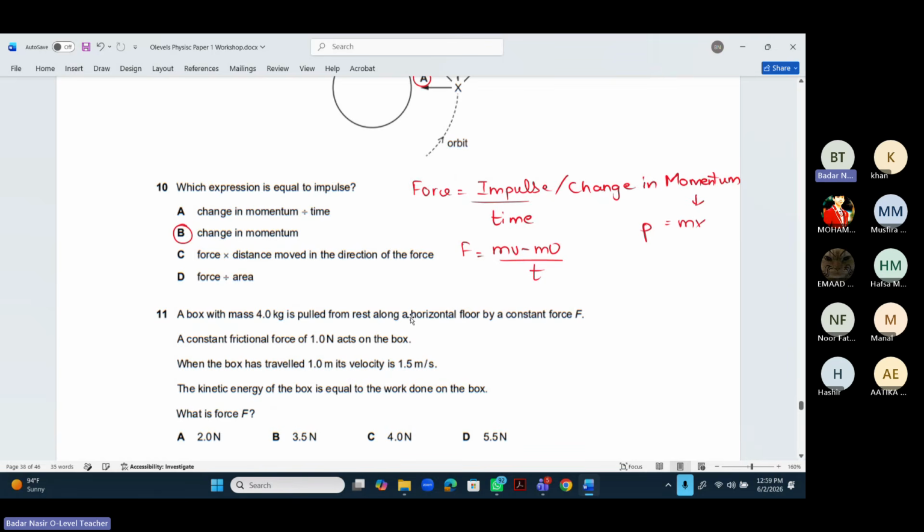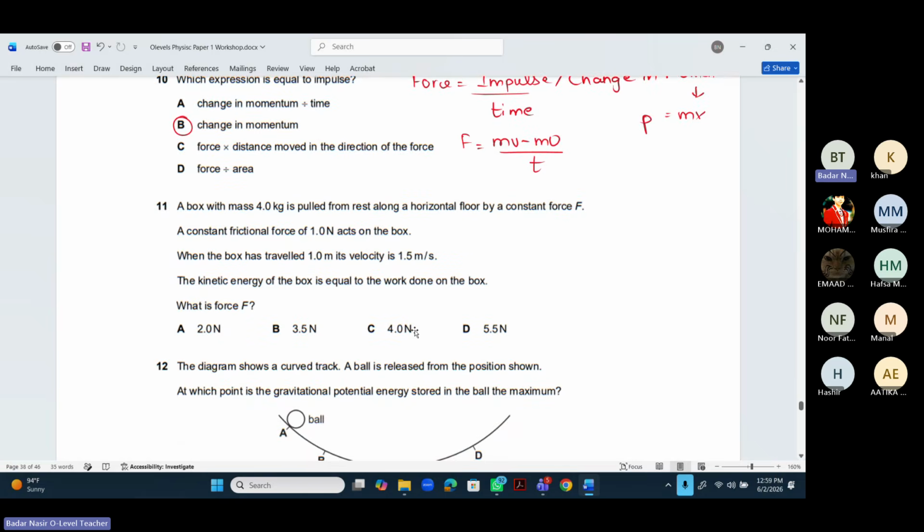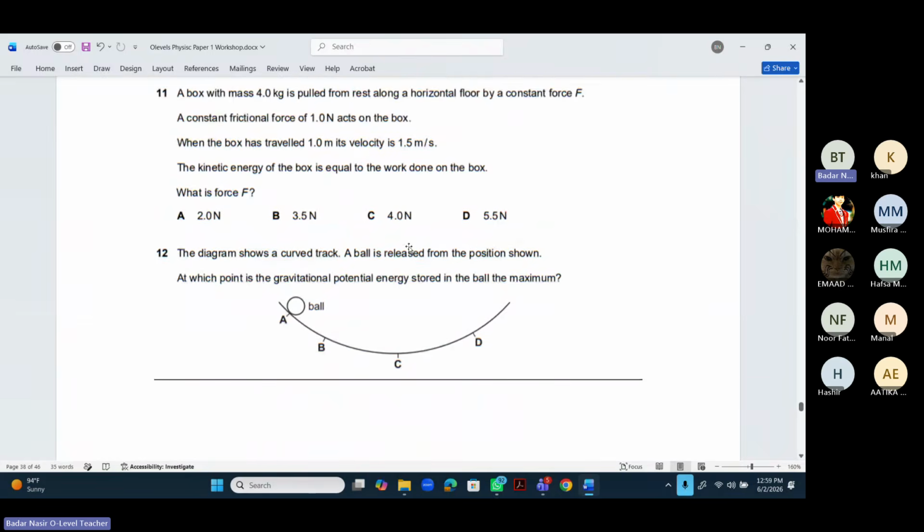A box with mass 4 kg is pulled from rest along a horizontal floor by a constant force F. Constant frictional force of 1 Newton acts on the box. ठीक है? When the box has traveled 1 meter, we already did this question. ठीक है? So we have done this question number 11 and 12th already.